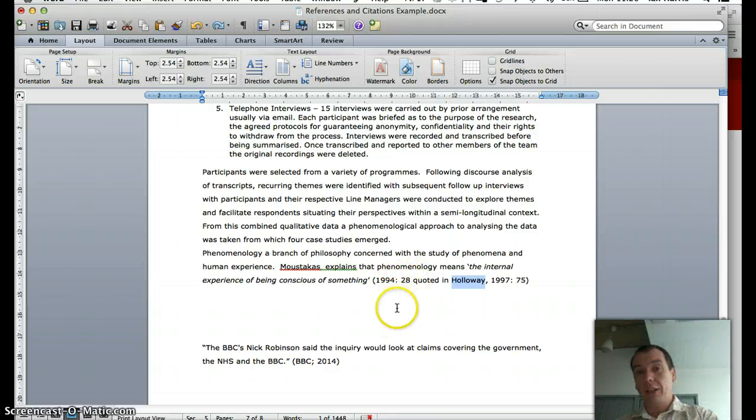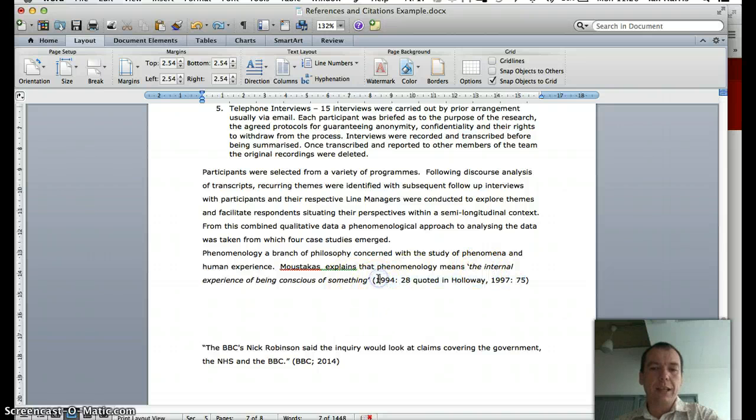Now, I could cunningly pretend to have read Moustakis and just rob their citation, but that's very poor practice. If you're going to do that, make sure you get the original and check that the page numbers and the dates and everything do actually line up. If you don't have time, or if you can't find the original source, it's okay to do this. It's just it does look a little more complicated, okay? So what I said was, Moustakis explains, and then I give the quotation.